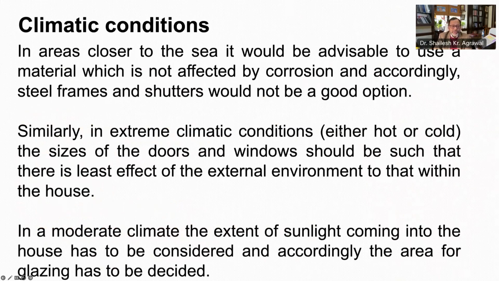In areas closer to sea, it would be advisable to use a material which is not affected by corrosion, and accordingly, steel frames and shutters would not be a good option. Similarly, in extreme climatic conditions, either hot or cold, the sizes of doors and windows should be such that there is least effect of the external environment to that within the house. In a moderate climate, the extent of sunlight coming into the house has to be considered, and accordingly, the area for glazing has to be decided.